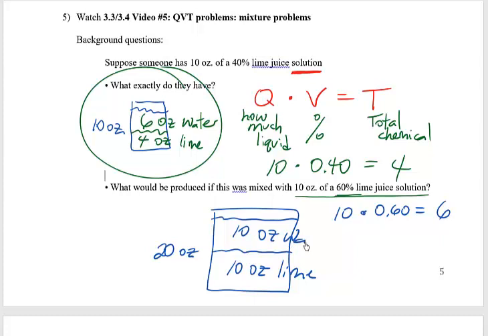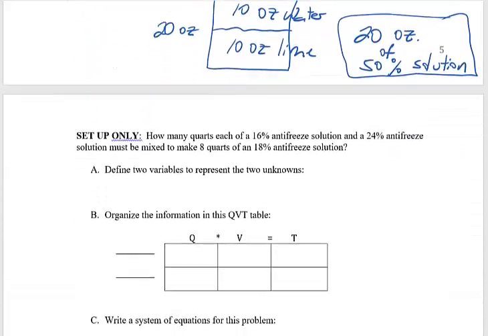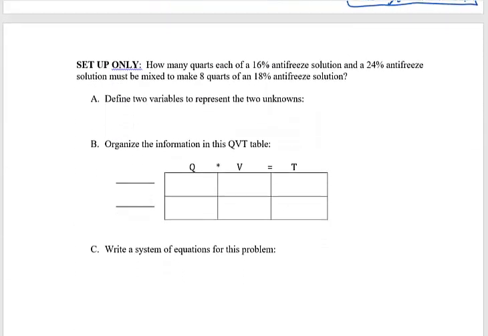This one is now half and half, right? It's half lime juice and half water. That would mean that this is a 50% solution of lime juice. Okay, so with that as a little bit of background, let's head to the actual problem here.